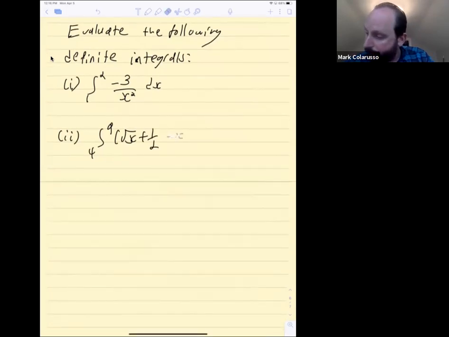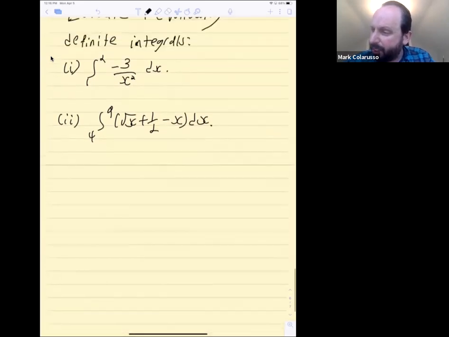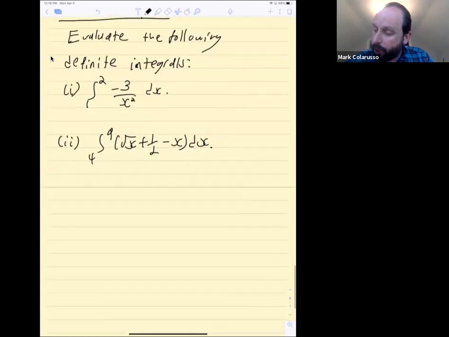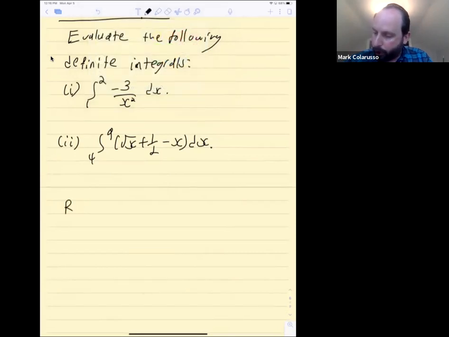Dx. Okay. So let's do the first one. Oh, well, maybe just remember the formula because it's way up in the other thing. So recall the definition.